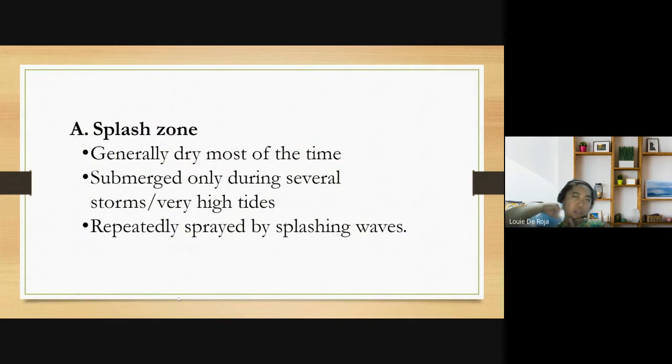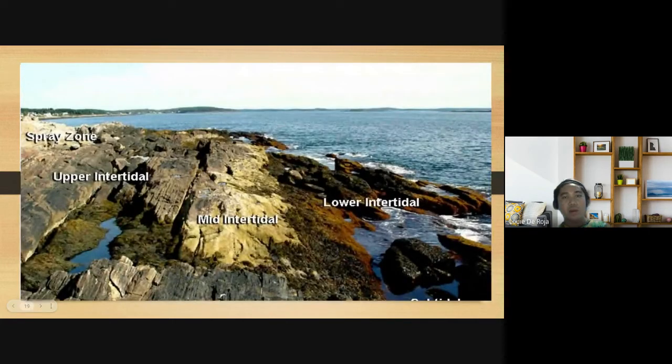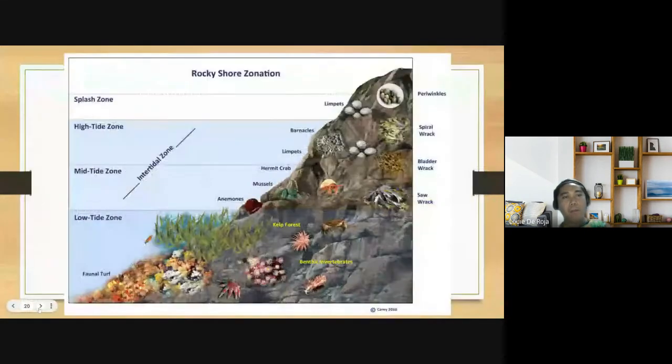Okay, first is splash zone. This is generally dry most of the time, submerged only during several storms, okay, very high tides, and repeatedly sprayed by splashing waves. Okay, yan po. Ito po yung spray zone. Yan po, splash zone.